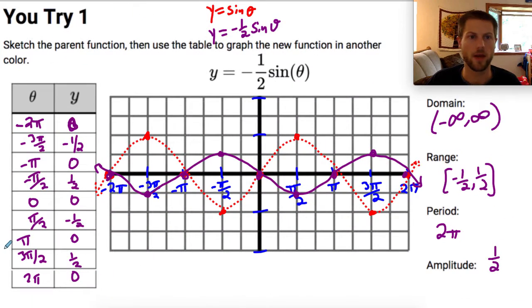All right, and here is my answer for this one. This was a little bit tricky because I combined a couple things here. I performed a vertical transformation by multiplying all of my y values by negative 1/2. So it actually made a compression with my sine wave, and then it also reflected it over the x-axis. So there's two things that went on here. Maybe you caught them, maybe you didn't.